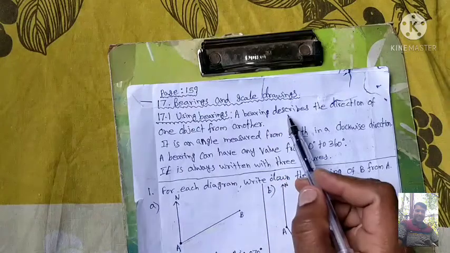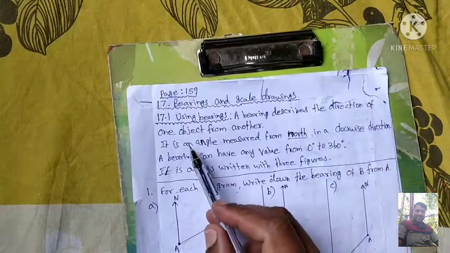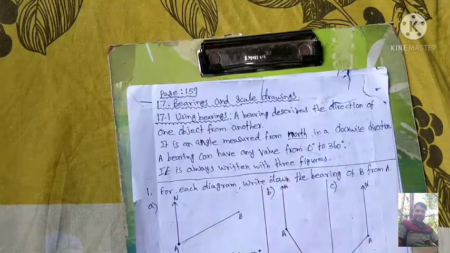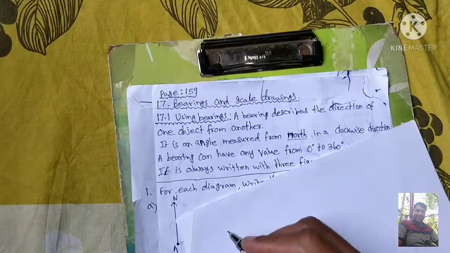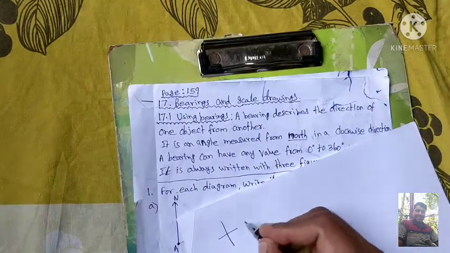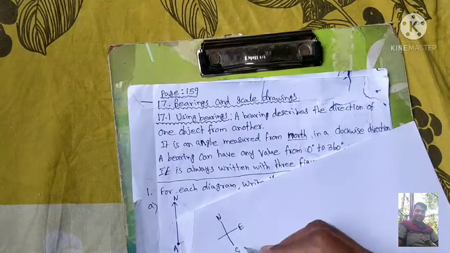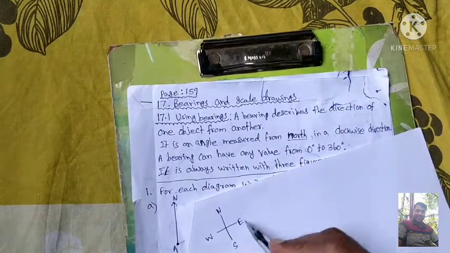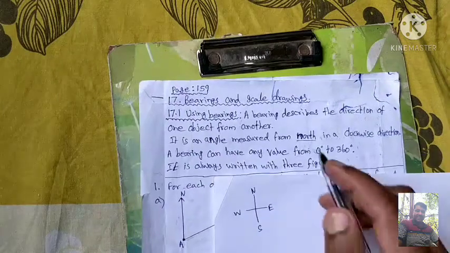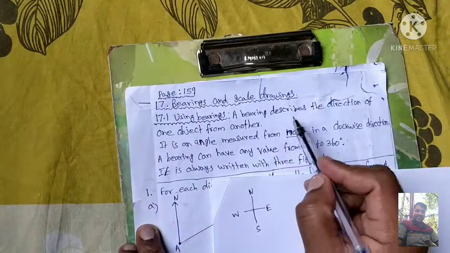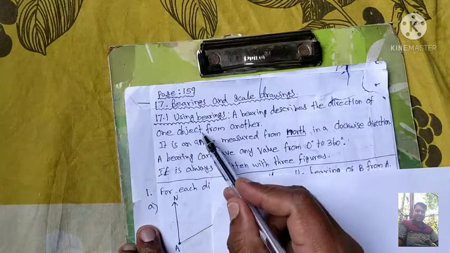A bearing describes the direction of one object from another. So you already know that's the directions. So these are the directions: north, east, south and west. So these are the four directions. So what they are telling, a bearing describes the direction of one object from another.